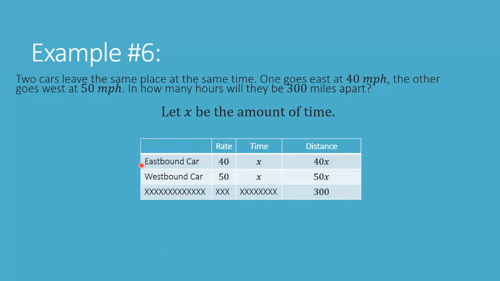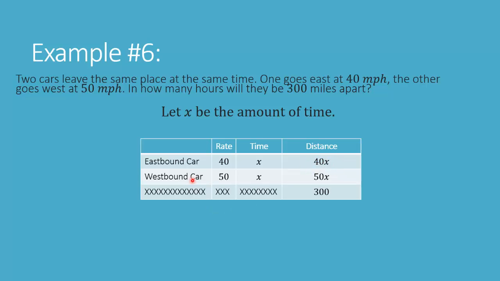So we have an eastbound car. We know that its rate is 40 miles per hour. It traveled for x time. We don't know how long that is yet. So that means the distance it traveled is 40x. And we know this because this is the distance formula. Distance equals rate times time. So 40 times x equals distance, so 40x.